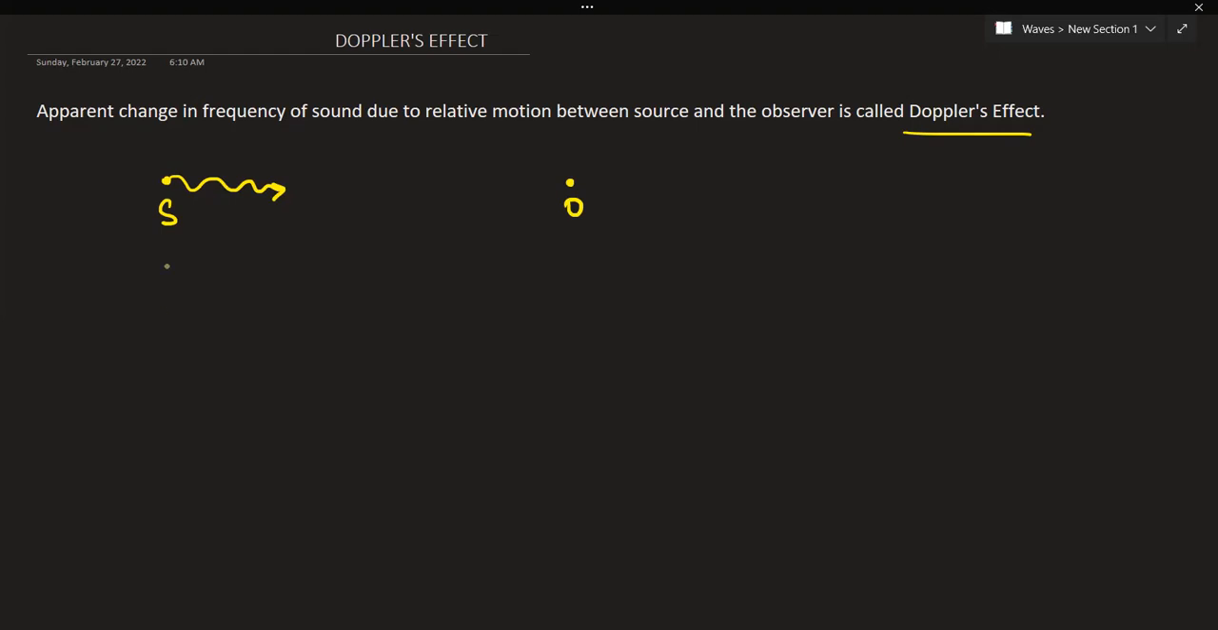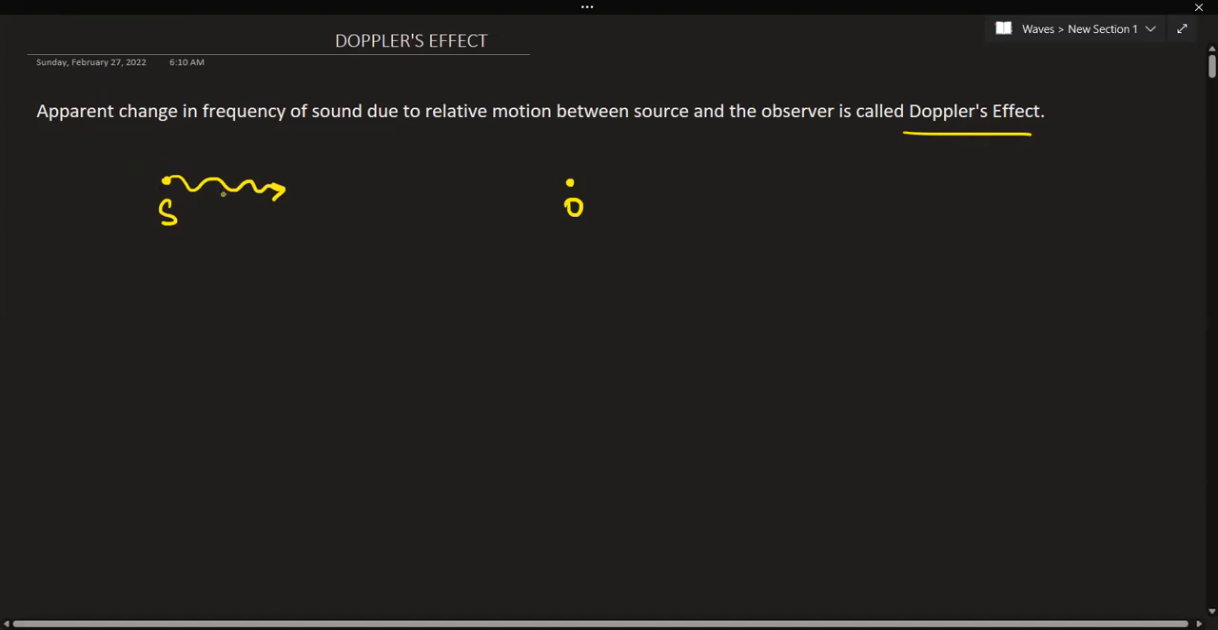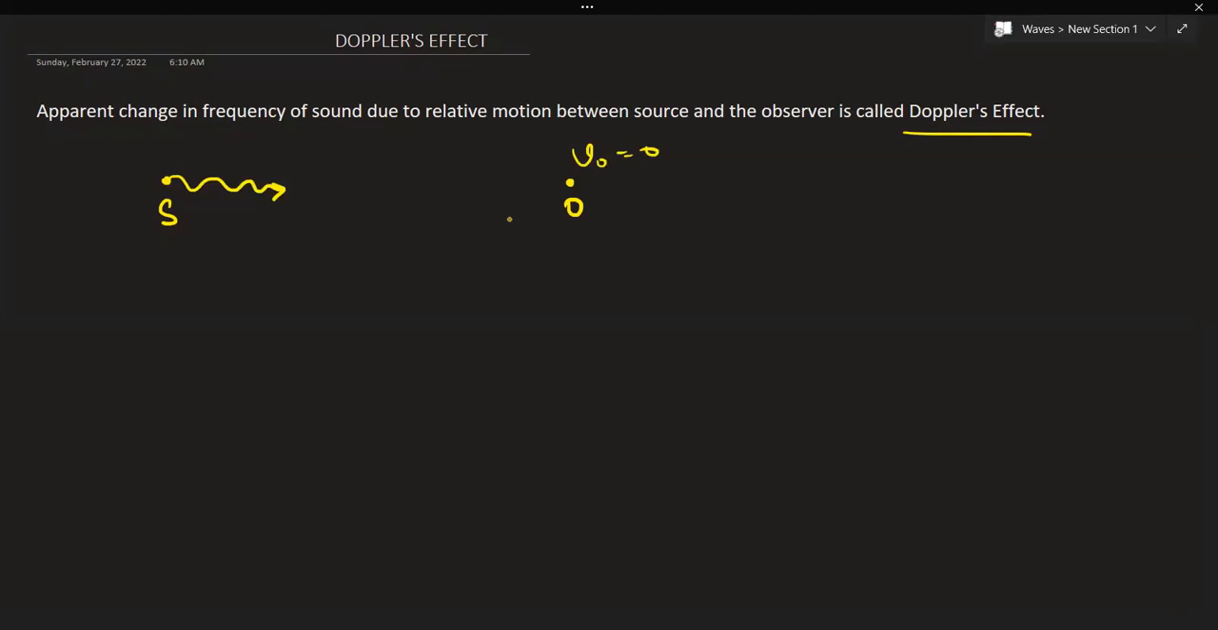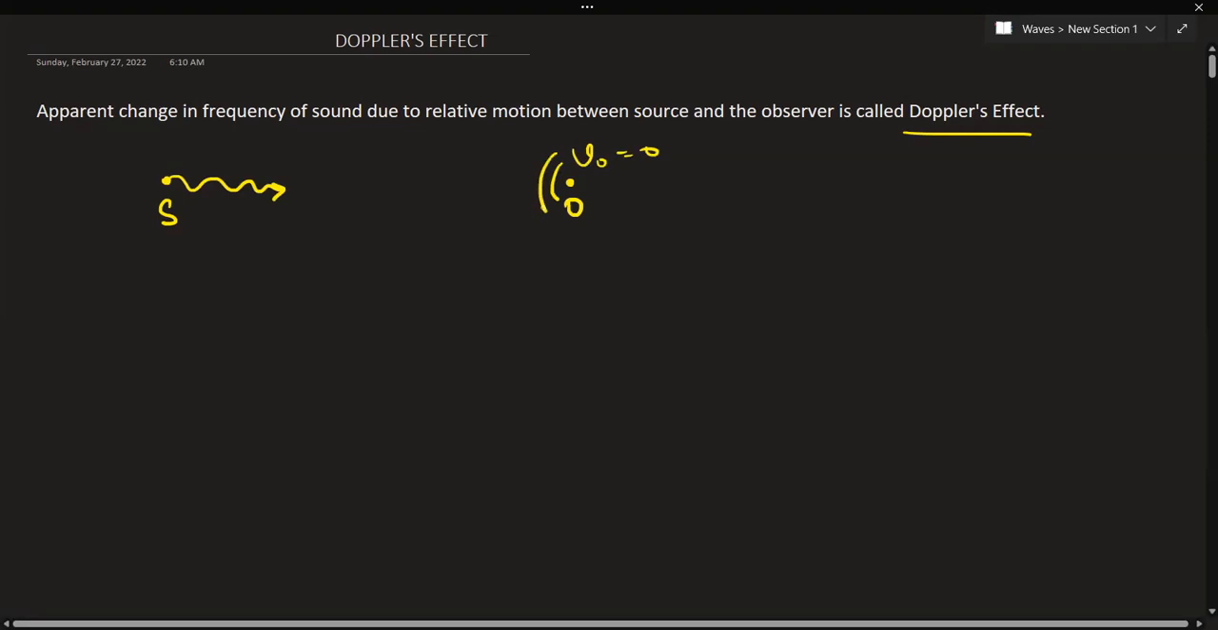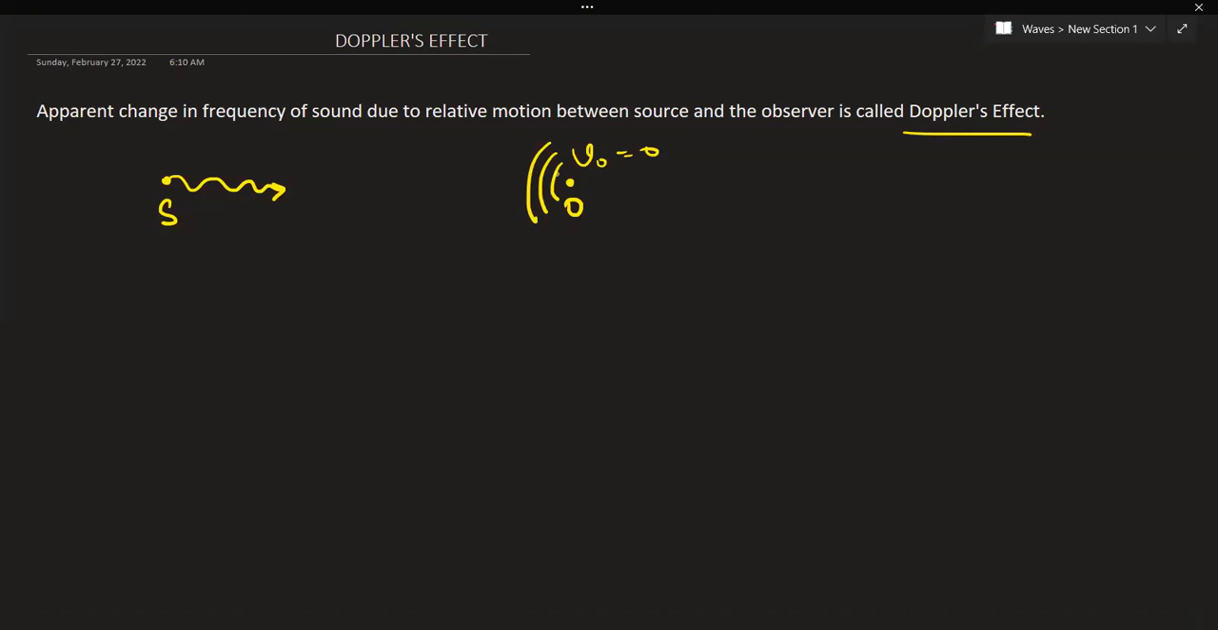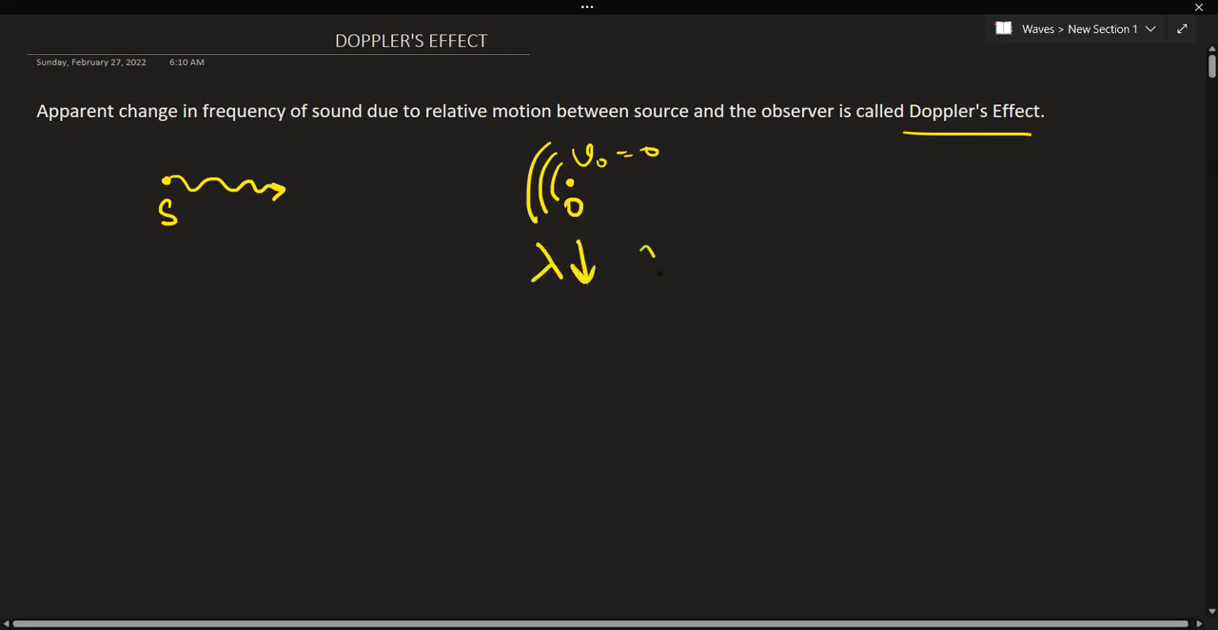As the car, let's say this is the car, approaches a stationary listener, let's say this is at rest, the sound waves are crowded together. All the sound waves get crowded together. This causes a decrease in wavelength. And when the wavelength gets decreased, what happens to frequency? It increases. That's why the frequency gets increased.